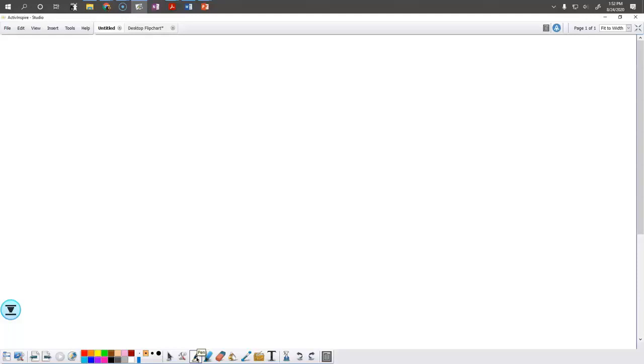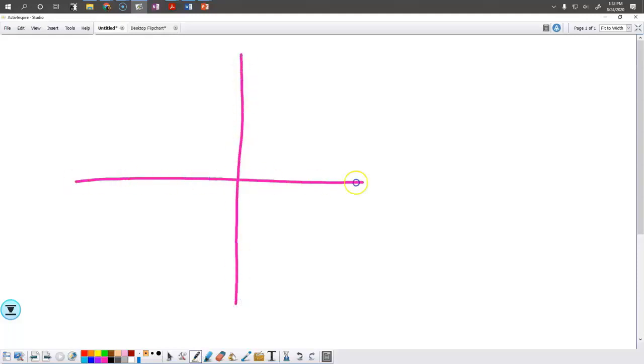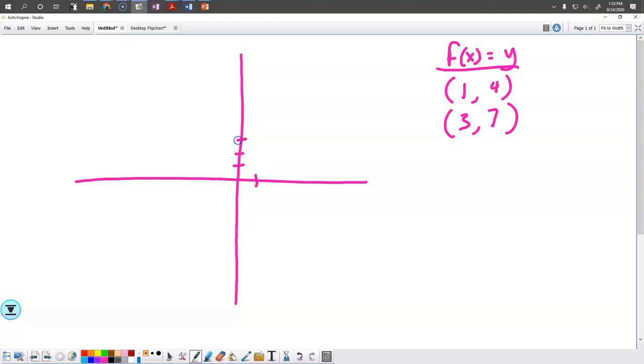So let's say that I have a function f of x, okay? And for that function, when I plug in 1 for x, I get 4. And when I plug in, let's say, 3 for x, I get 7. Okay? So I'm going to go ahead and plot those points really quick. So there's (1, 4), and then (3, 7).